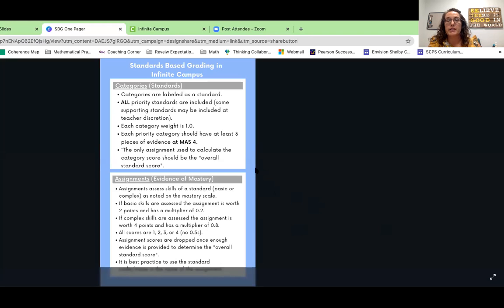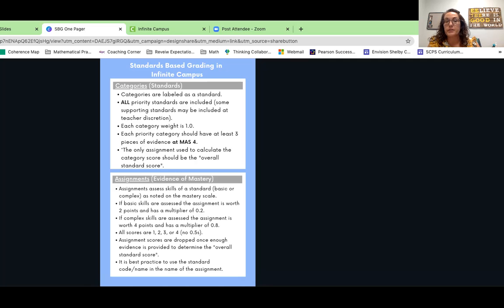All priority standards are included. Some supporting standards may be included at the teacher's discretion. Each category weight is 1.0. Each priority category should have at least 3 pieces of evidence at an MAS of 4. The only assignment that will be used to calculate the category score will be the overall standard score. Everything else is going to be dropped.